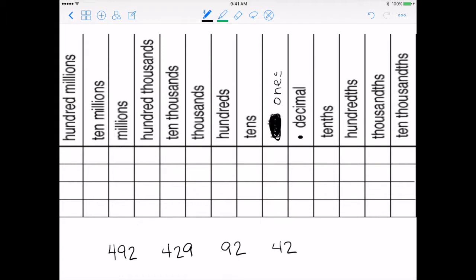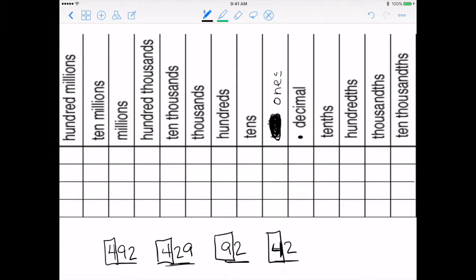Now, you scan through your numbers, and most of us, as we're comparing numbers, look at the first digit in every number. In this number, we have a 4 as the first digit. In this number, we have a 4 as the first digit. Our third number has a 9 as the first digit. And finally, our last number again has a 4 as the first digit.